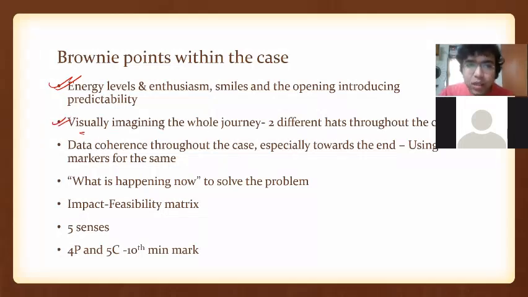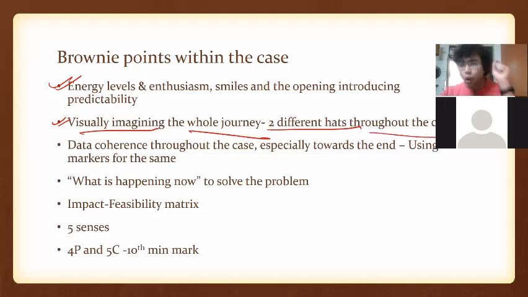Second, like I mentioned, visually imagining the whole journey, two different hacks throughout the case. I hope you've realized, especially when we broke down the whole trial room, discounts, promotion, checkout, all of those things, the second order value chain that I made, the process that I made when I was wearing the customer's hat of why people are not buying at different points of time. If you keep doing that, it's very helpful.